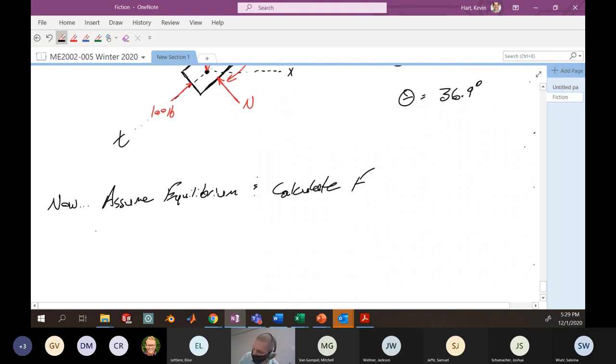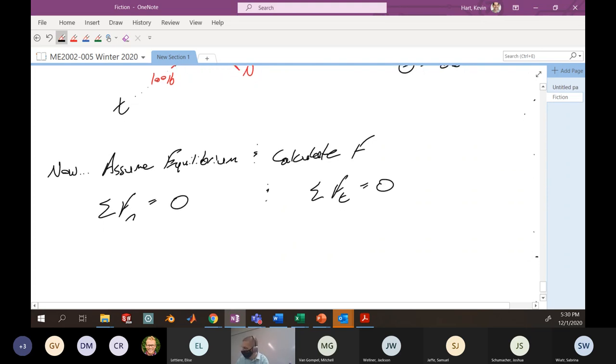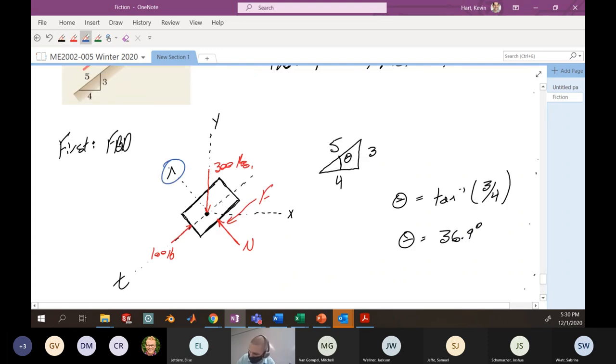Okay? So assuming equilibrium, this is where our statics comes in. The sum of the forces in the normal direction equals zero, and the sum of the forces in the tangent direction equals zero. All right, this is our static condition. We'll start with the normal forces. If we go back up to our diagram here, remember we're doing our analysis in this n direction. So let's sum the forces in the n direction.